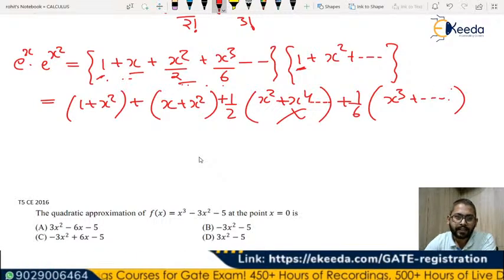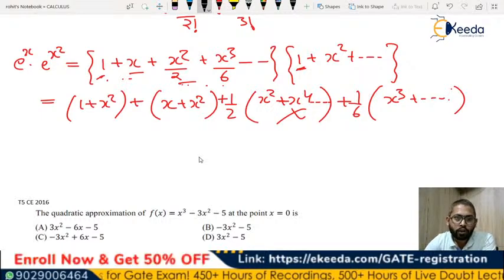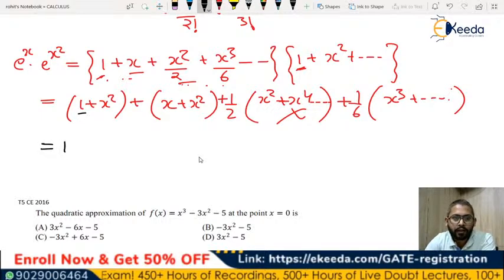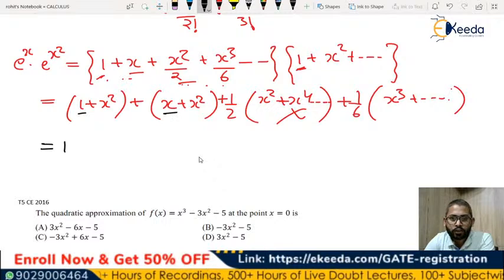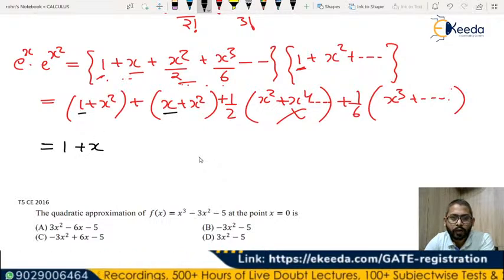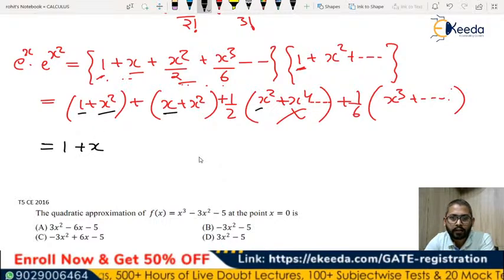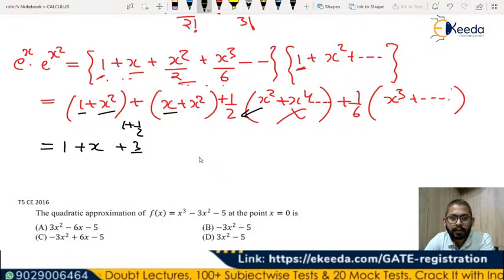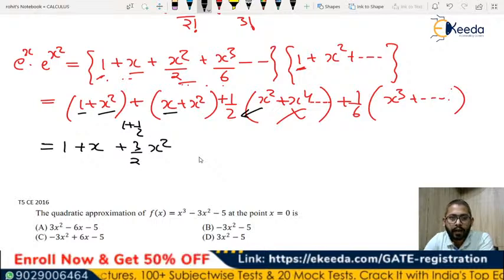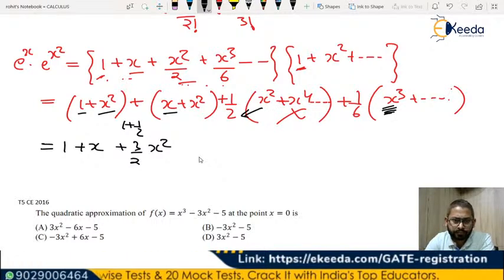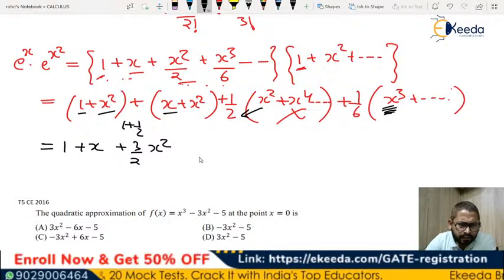Now you can just arrange it. What is the arrangement? There is only one constant, so I am writing it 1. For x to the power of 1, there is only one term, which is x. For x square, there is one term 1 and another term is 1 by 2. So 1 plus 1 by 2. So this is 3 by 2 times x square. And for x cube, there is only one term, which is this one. Anything else? Okay.